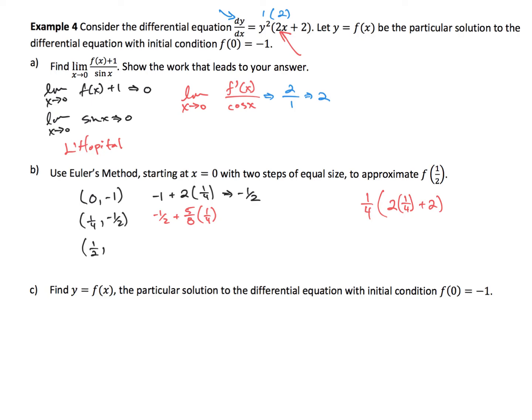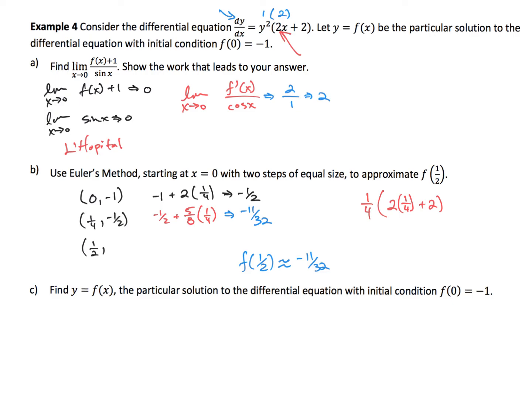How do I want to think of -1/2? -16/32s. And so I end up with -11/32s. So how do I want you to write your answer? F of 1/2 is approximately equal to -11/32. All right, perfect. So next part.